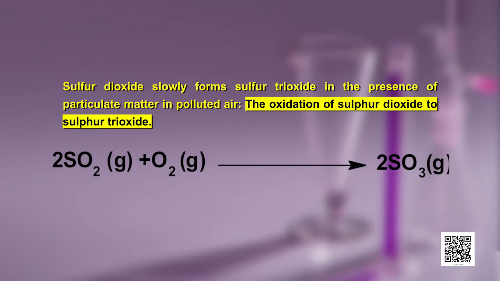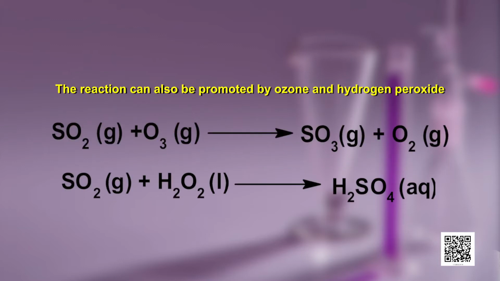Sulfur dioxide slowly forms sulfur trioxide in the presence of particulate matter in polluted air. What is sulfur trioxide? That is the oxidation product of sulfur dioxide. The reaction you can see on the screen. The reaction can also be promoted by ozone and hydrogen peroxide, that is SO2 plus O3 giving SO3 plus O2, or SO2 plus H2O2, that is hydrogen peroxide, giving sulfuric acid, that is H2SO4.